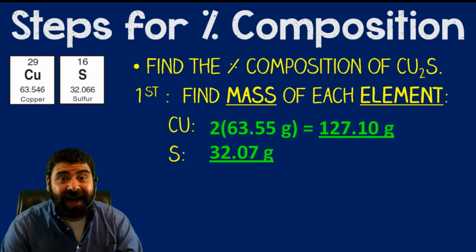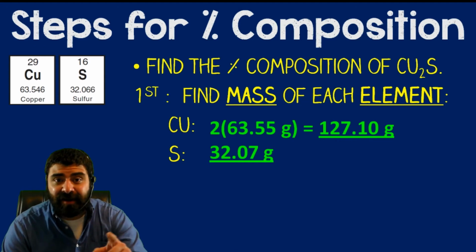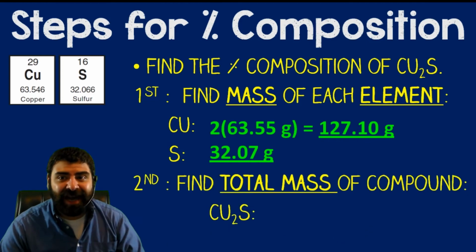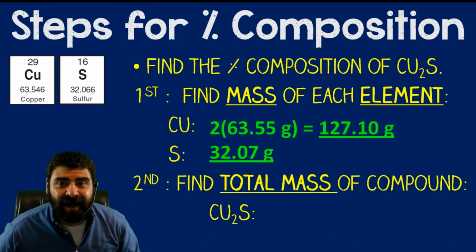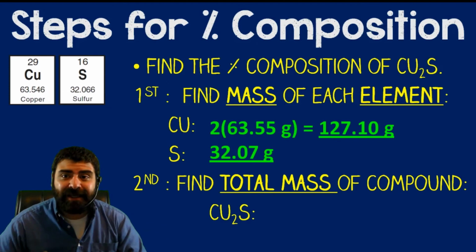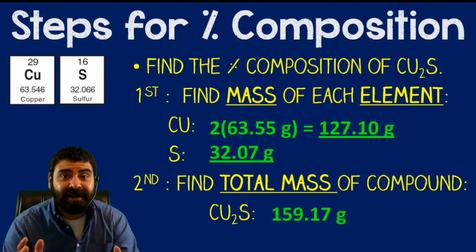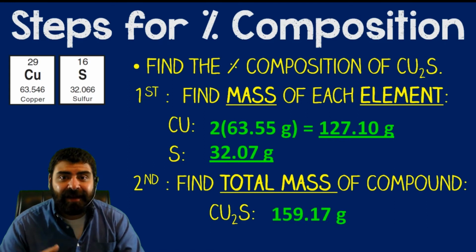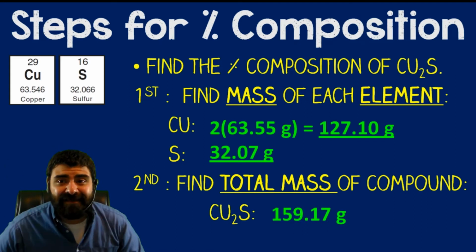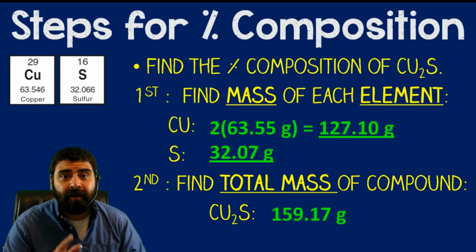So you want to find the mass of each element first before you go on to step 2 and find the total mass of the entire compound. To do that, you just add up the 127.10 plus the 32.07, given by the two coppers and the one sulfur, and you get 159.17 grams per mole.